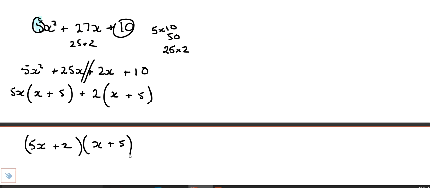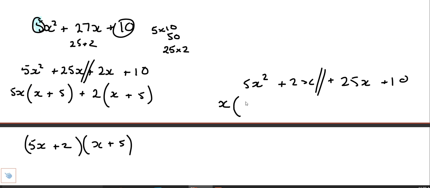If I switched the 2 and the 25 around, how would that work? You'd end up with the same thing. Can you just show us? So if you had 5x squared plus 2x plus 25x plus 10, split it, I would then just factorise it with x times 5x plus 2, plus 5 times 5x plus 2. If you've done your one, that's fine. Did everyone who did that one get it right? Cool.